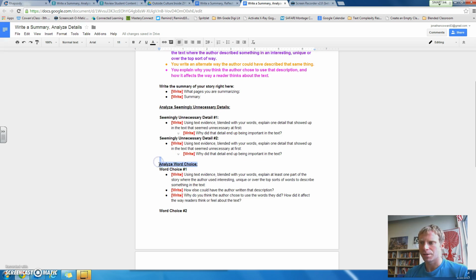The next couple details you're going to pick are details about word choice. You're going to think about the way the author wrote the text and start to analyze why. Why did they write it that way? What was the intended effect on you as a reader or other readers, people who would read this story? Why would they describe something in a certain way? So, to start with, using text evidence blended with your words, you need to explain at least one part of the story where the author used an interesting, unique, or over-the-top sort of way to describe something in the text. And that something could be a person, place, thing, action, event.